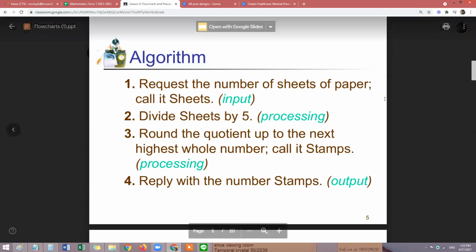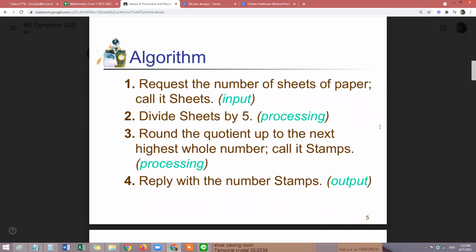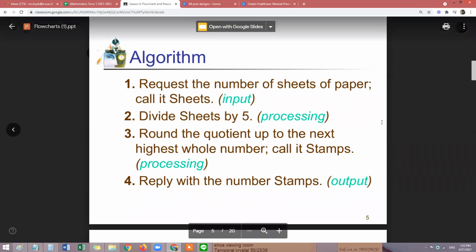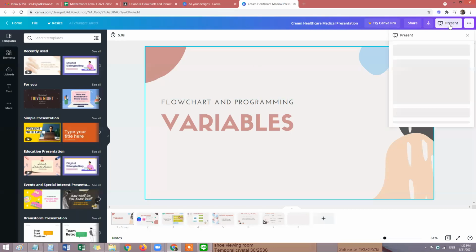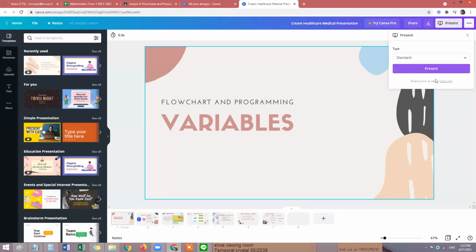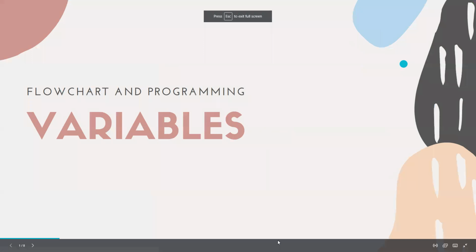And lastly, we get the answer by making another variable, which is the average. Actually, we use the name average, which is total divided by 3 is equal to average. So how do we know if the variable name is right? Okay, so let's have this lesson about variables. Let me present it to you.